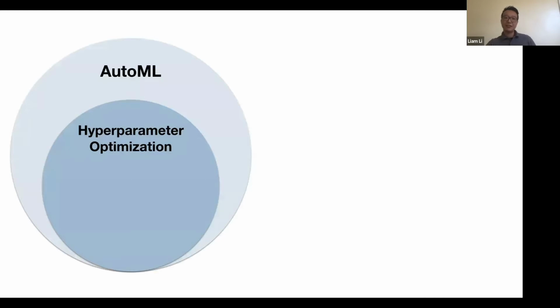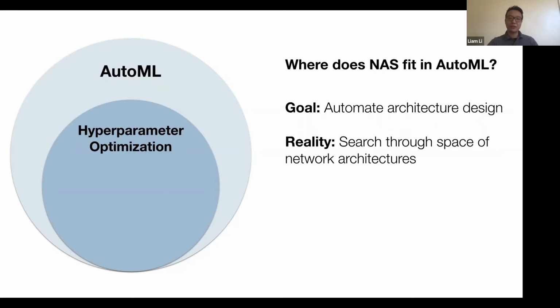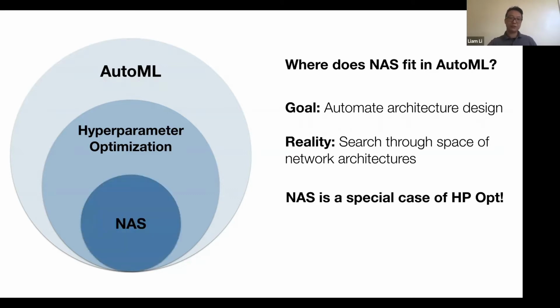And in the previous talk, Richard shared with us how to do hyperparameter optimization with RayTune. And we all know that hyperparameter optimization is a large part of AutoML, but where does neural architecture search fit into this picture? So the stated goal of NAS is to automate architecture design, but in reality, it involves searching through a large space of possible architectures. So from our view, NAS is a special case of hyperparameter optimization.